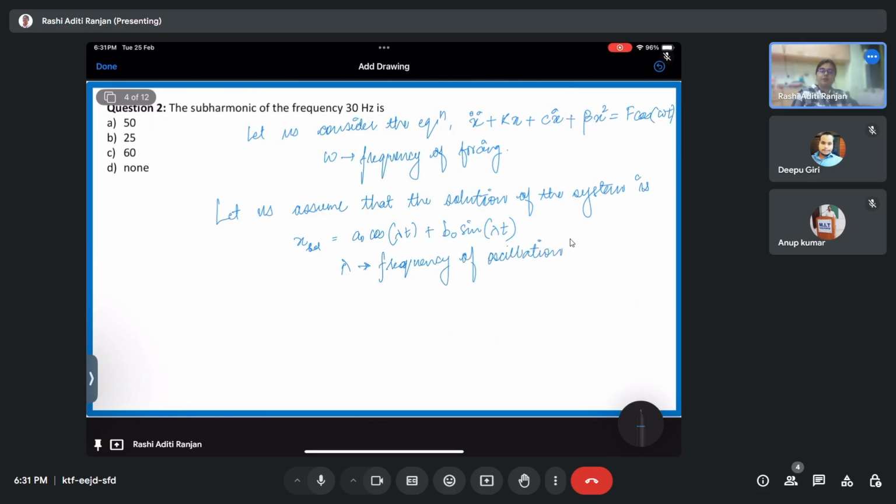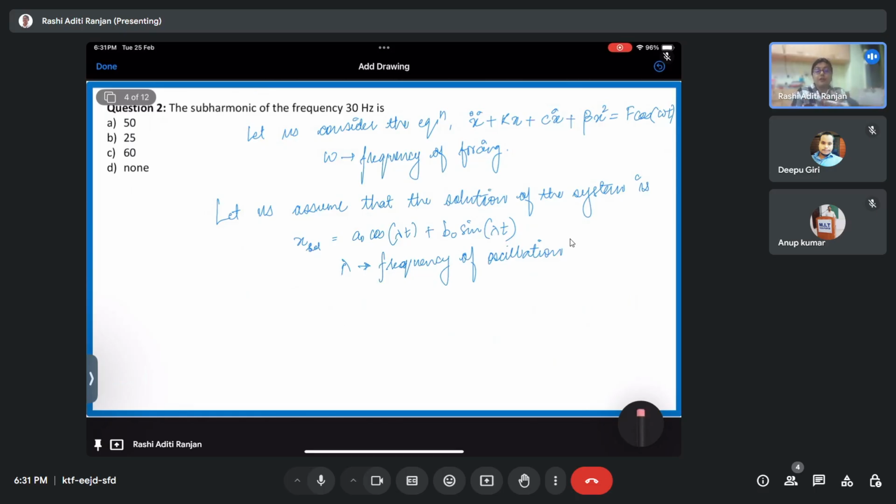Lambda is the frequency of oscillation, and till now we have assumed that lambda is not equal to omega. If lambda is equal to omega, then, as you may remember, we have already done some questions on the harmonic balance method, and that is what we are going to apply here. We have already assumed the solution; we will put it into the equation and try to find the relation between lambda and omega.